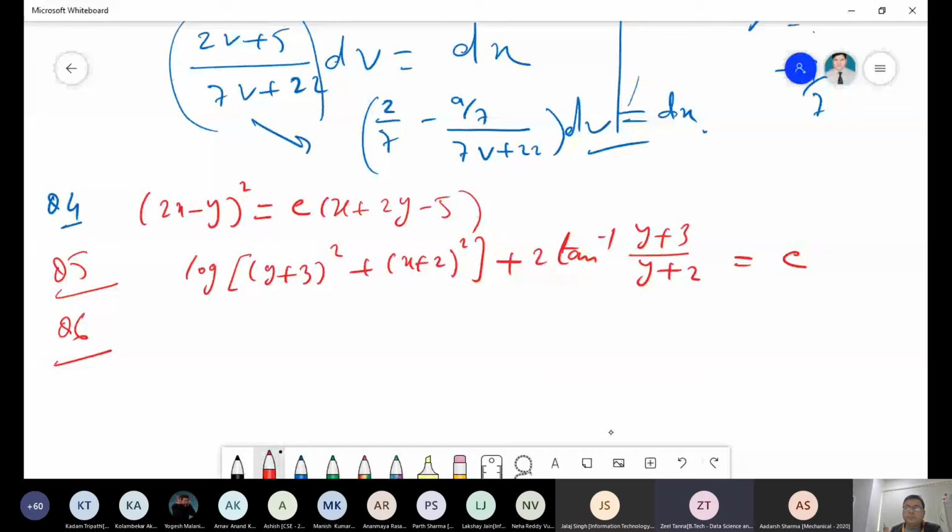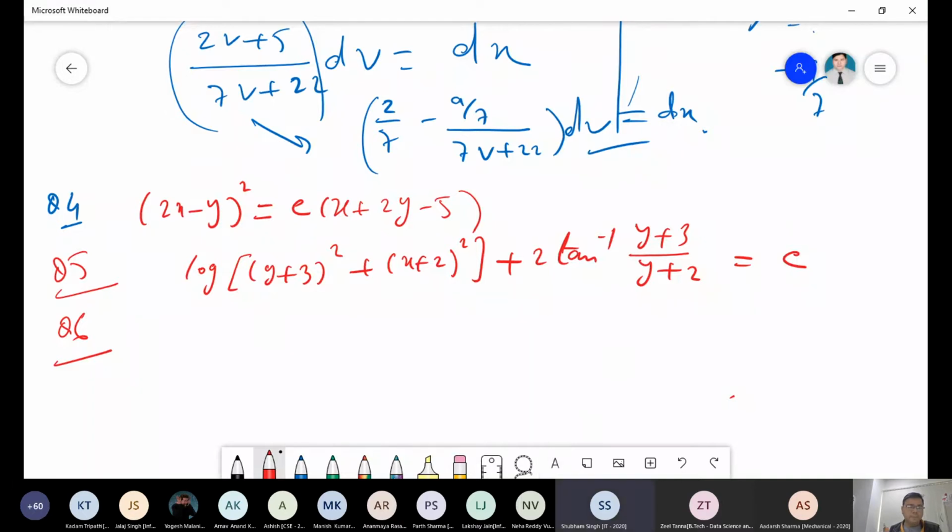Okay, question number 6. There is a question number 6 or not? Otherwise, I will move to the next. Yes, sir. Which question? dy by dx equals x minus y minus 2 upon x plus y plus 6. Yes. So its answer is, anyone who will tell me the answer?